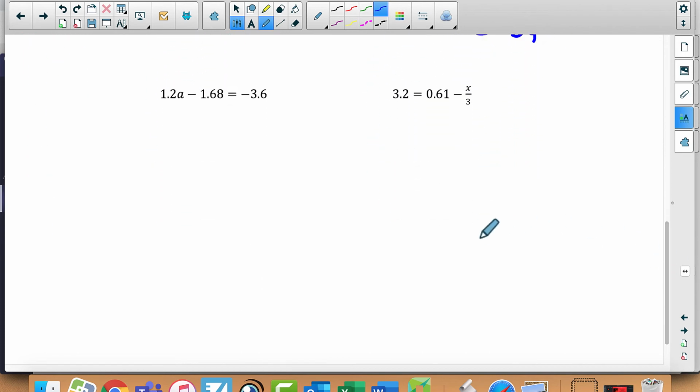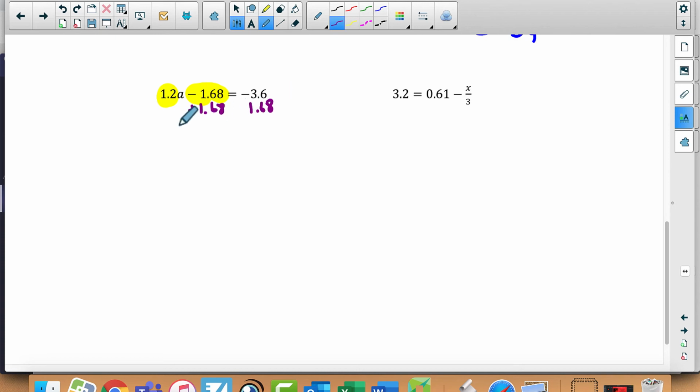Okay, these ones look scary with the decimals and everything. Still the same rules. So we want to get this a by itself. Got to get rid of this. Got to get rid of this. Which one is an adding or subtracting step? The -1.68, we have to add 1.68. What we do to one side, we do to the other side.